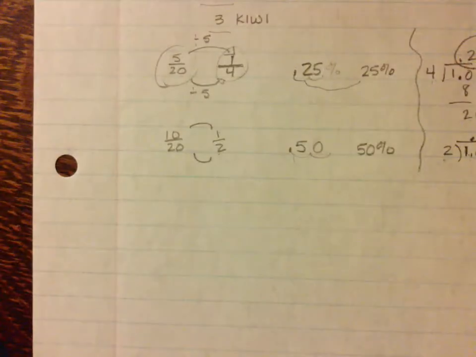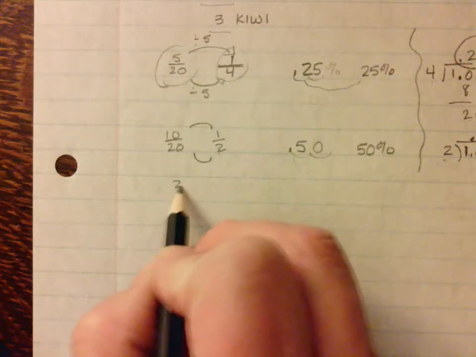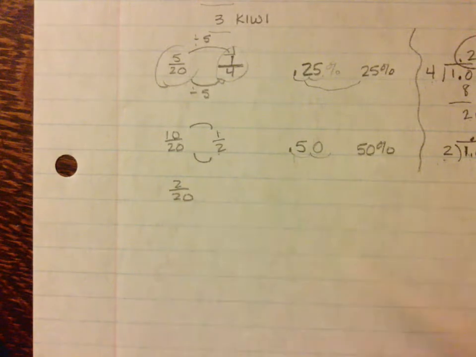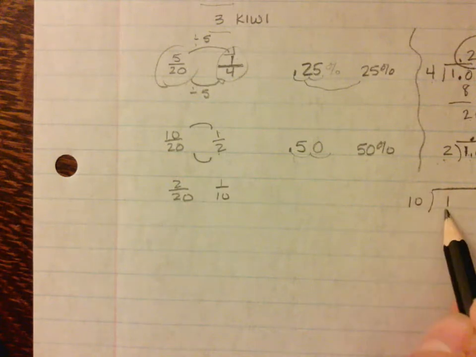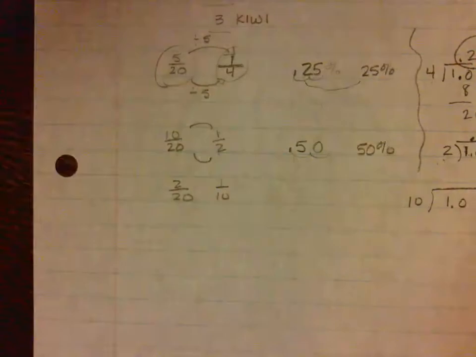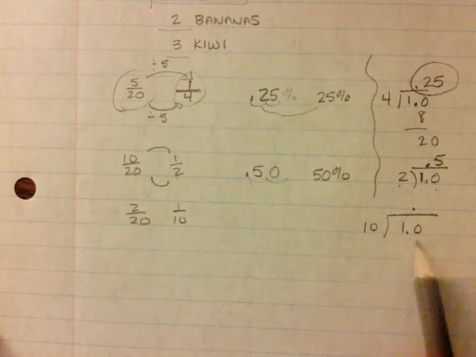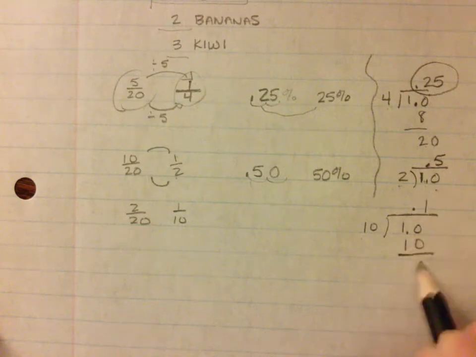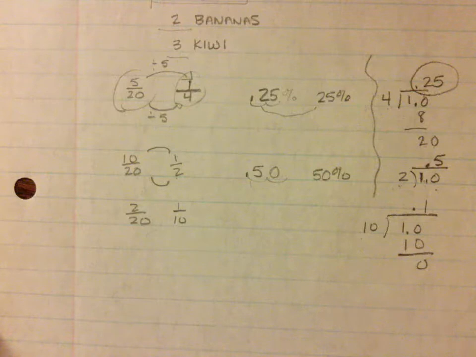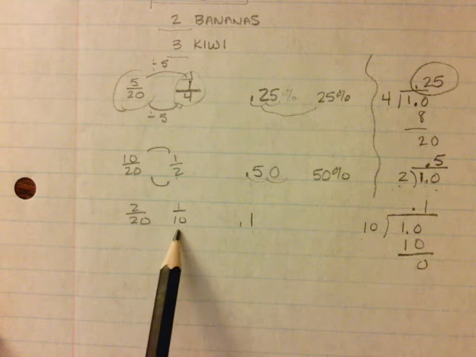So hopefully you've had a chance to try these problems. We have 2 out of 20 bananas, which reduces to 1 out of 10. And when I do my division on my scrap paper, I notice 10 does not go into 1, but if I repeat the process of adding this decimal place, 10 will go into 10 one time. And I end up with a remainder of 0. So I don't need to divide anymore. And I have 0.1 for my decimal equivalent of 1/10.